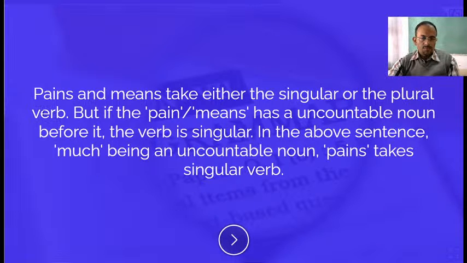Now you can see the explanation given here. Pains and means take either the singular or the plural verb. But if the pains or means has an uncountable noun before it, the verb is singular. In the above sentence, much being an uncountable noun, pains takes a singular verb. Wow, it's very interesting. Pains and means can take either a singular verb or a plural verb. Then what is the condition? The condition is if the pains or means has an uncountable noun before it. Like for example, much pains. Pain is something which cannot be counted. It is uncountable. Like much water, much blood, much sugar, they are all uncountable.